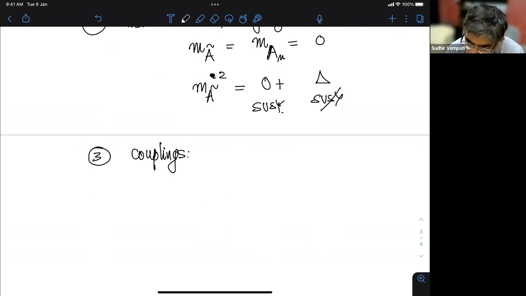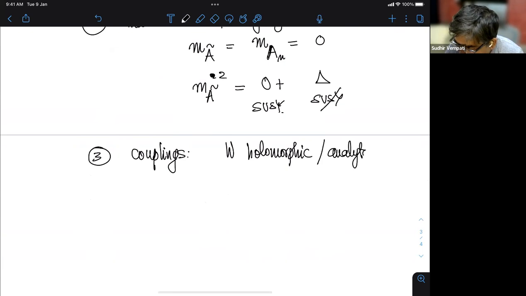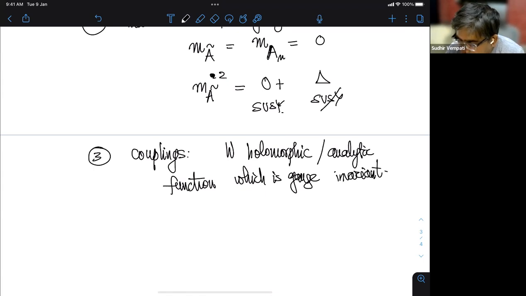So you can have W as a holomorphic or analytic function, which is gauge invariant. But W always gives couplings only to the fermions, right? Essentially, the couplings or fermion masses and so on. And so through the F terms, it gives you the scalar counterparts.